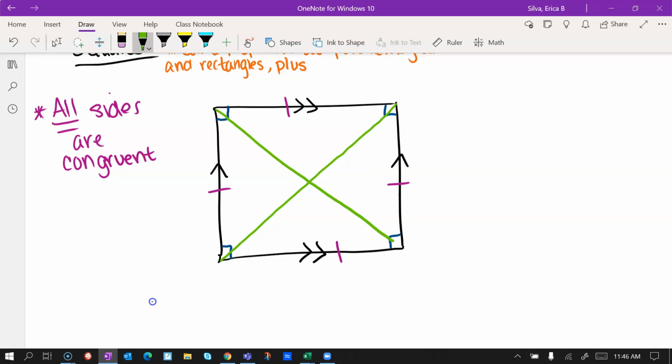And then we're going to draw this diagonal. And just like rectangles, not only do these diagonals bisect each other, they're all congruent to each other. We're going to use two tick marks to distinguish them from the sides.